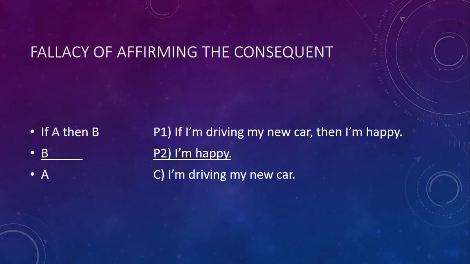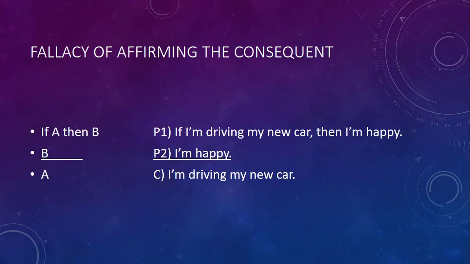Okay, so the next fallacy is the fallacy of affirming the consequent. You cannot construct an argument where you give a conditional in a premise, where you have if A then B, but then in another premise you affirm the consequent, such as you say, well, B is true, and then you conclude that therefore A is true. That is not supported. And to provide a counterexample, and to show you why this is the case, we have here as a first premise, if I'm driving my new car, then I'm happy.